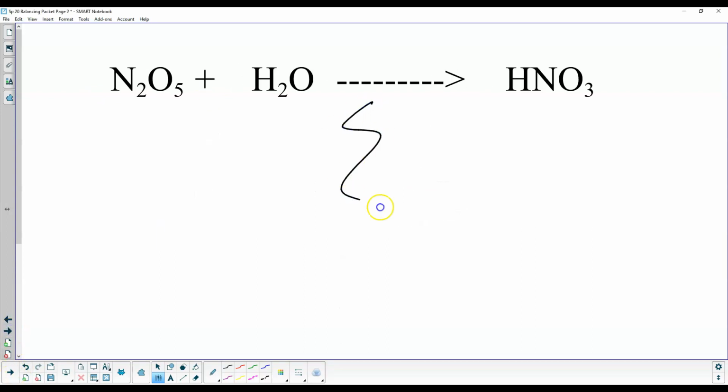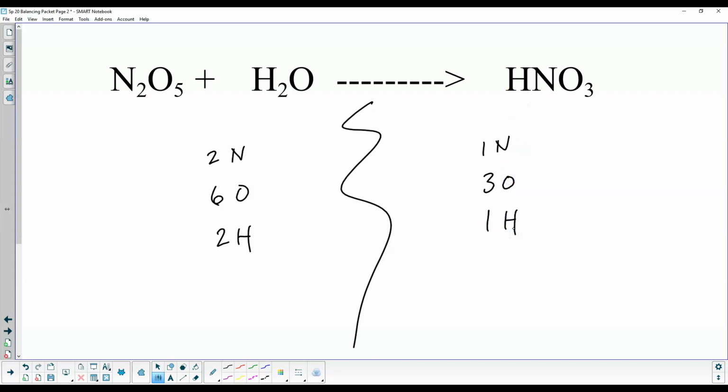Okay, let's take a look here. This one. Looks like I have a total of 2 nitrogen. Oxygen, I have 5 plus 1. That's a total of 6. And then 2 hydrogen. On this side, nitrogen, it looks like 1. Oxygen looks like 3. Hydrogen, it looks like 1. All you have to do is flop a 2 here. That's going to make your hydrogen 2, your nitrogen 2, your oxygen 6. Lo and behold, we're balanced. 1, 1, 2 are the coefficients.